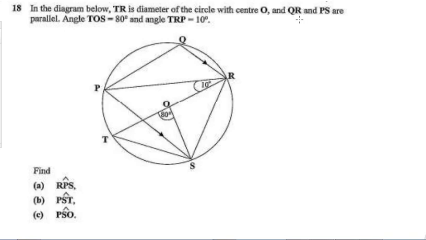And it says in the diagram below, TR, where's TR? TR is diameter of the circle with center O. The center is there. And QR and PS are parallel. So where's QR? QR and PS are parallel. Angle TOS is equal to 80 degrees. And we have angle TRP being equal to 10 degrees. TRP 10 degrees. And we are asked to find angle RPS.